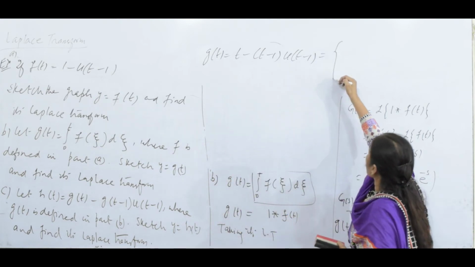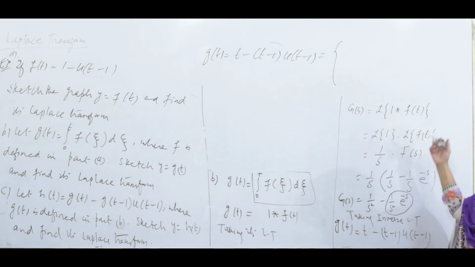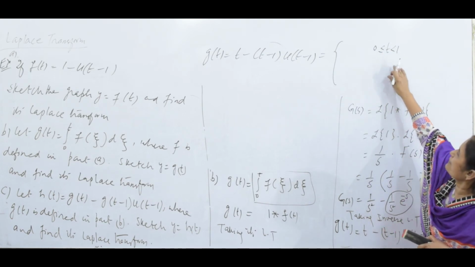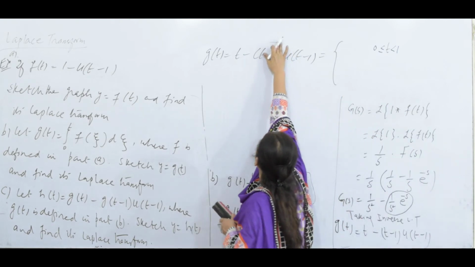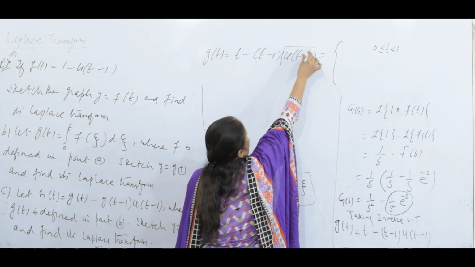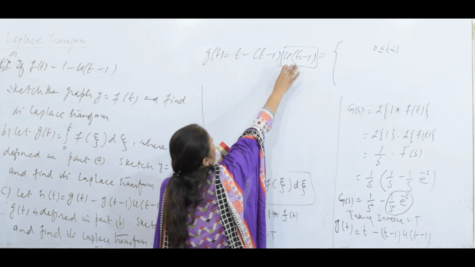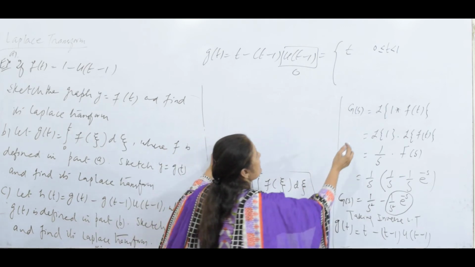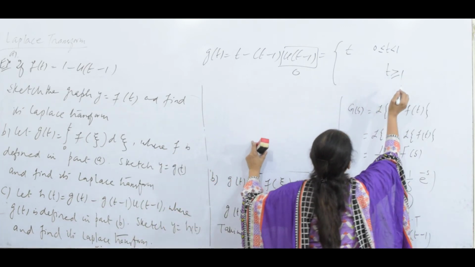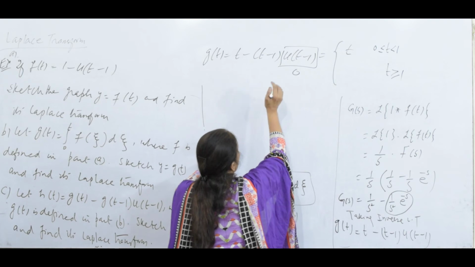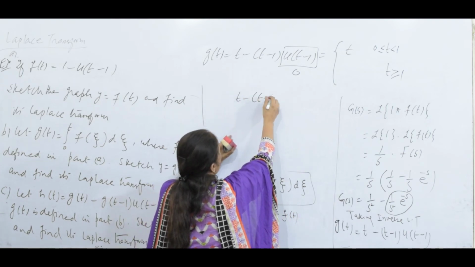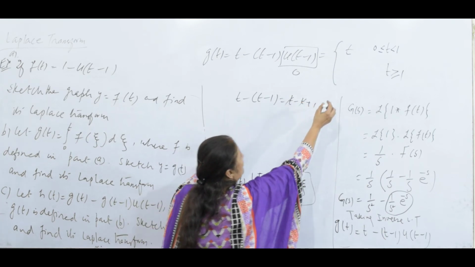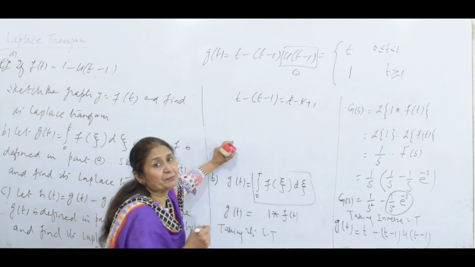Let me have a table for the sketching. So if t is less than 1 and greater than or equal to 0, this is the way I have to start. If t is less than 1, the unit step is 0 and it makes this 0, so you are left with t. If t is greater than or equal to 1, the unit step is 1, you are left with t minus 1, which is t minus t plus 1, this goes to 1. So for t greater than or equal to 1, it is 1.